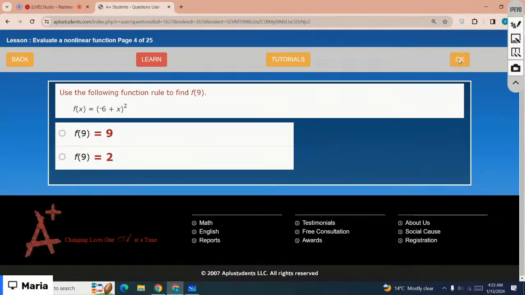Use the following function rule to find f of 9. You have to evaluate it on x equals 9. So just replace all the x with 9. So which is the correct option? Yes, the correct option is 9, right? When you replace all the x with 9. So the correct option is 9. Very good.